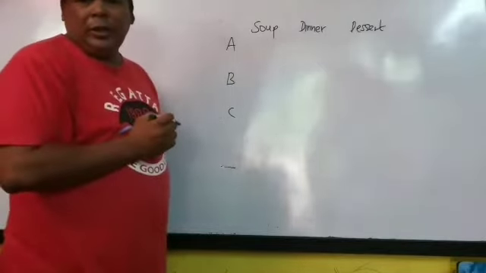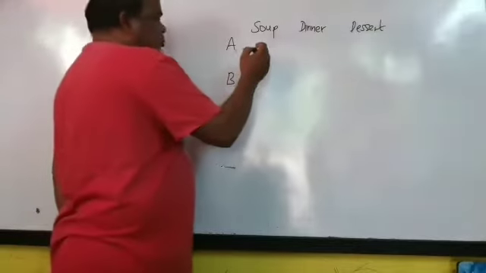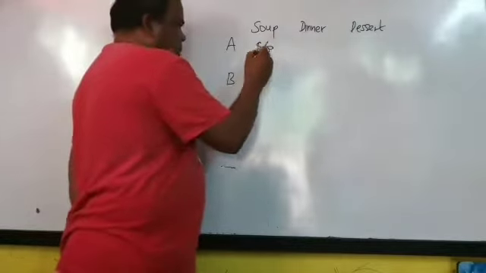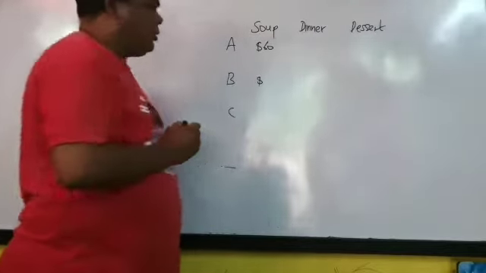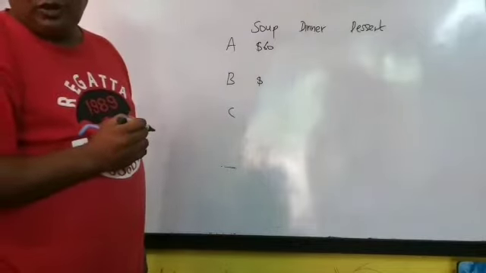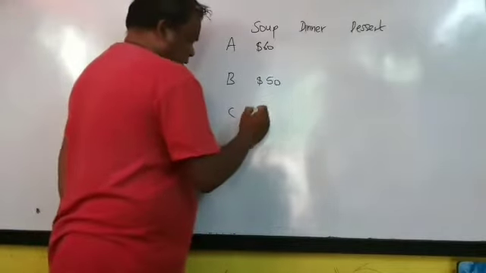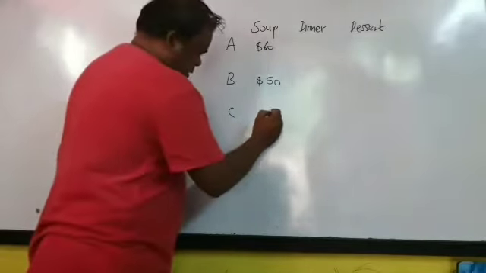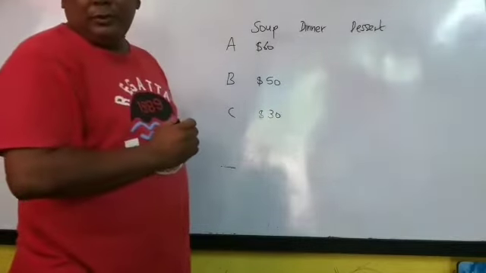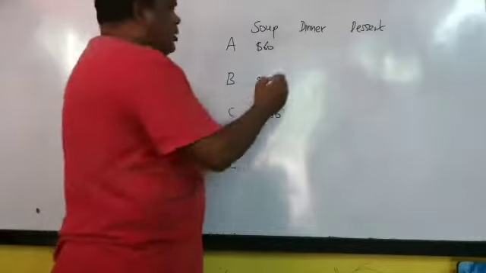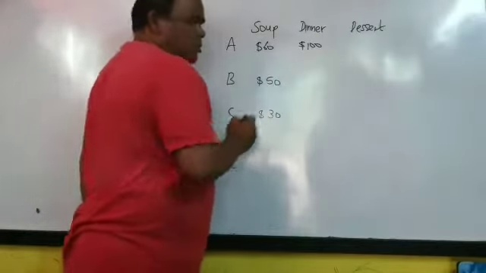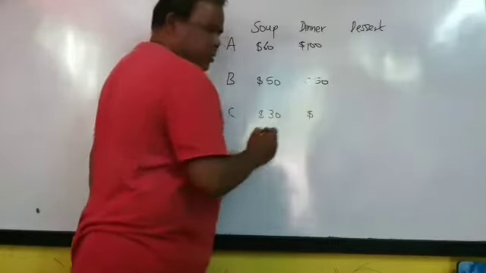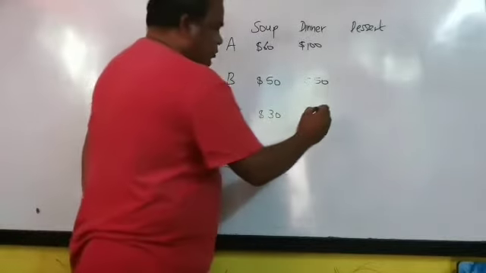A ordered a potato soup costing $60. B ordered a tomato soup costing $50. And C ordered a veggie soup costing $30. And they ordered dinner costing $100 for A, $50 for B, and $150 for C.